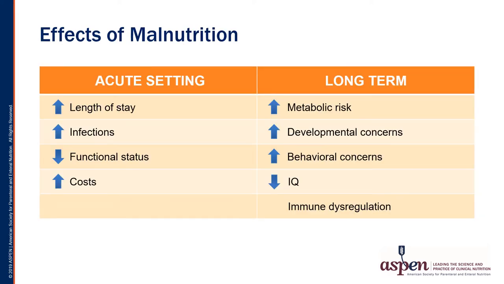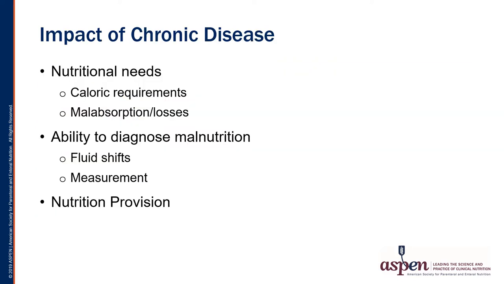Before we consider malnutrition in these two disease states, it is important to consider what malnutrition does to children overall. As depicted on this slide, it can create poorer short-term outcomes, particularly in hospitalized children, but can lead to significantly poorer outcomes for the individual child in the long term. What is more important is the intersection between chronic disease and nutritional status.